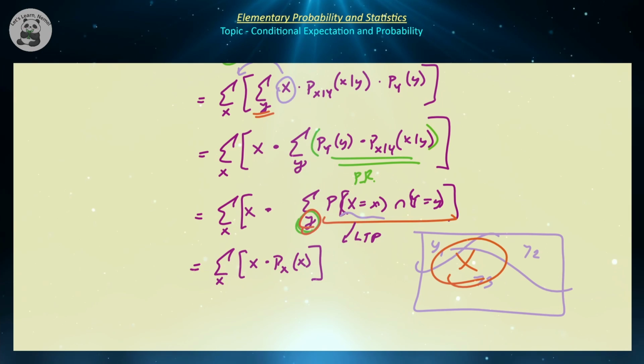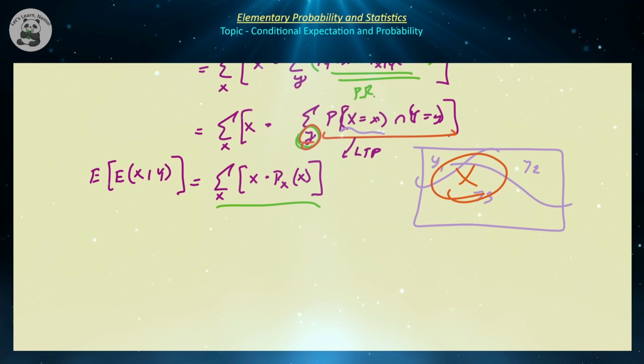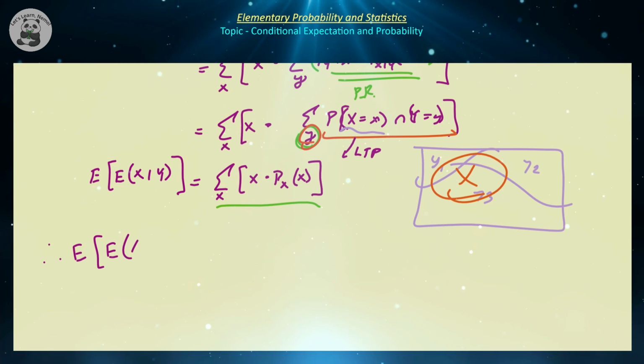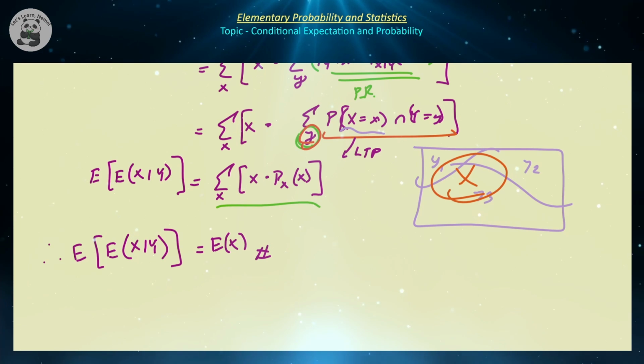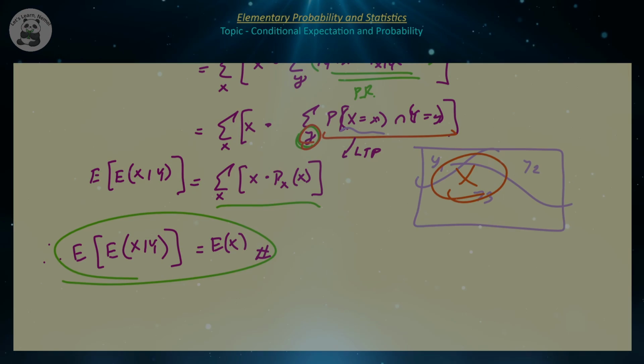And keep in mind, this was the expected value of x given y. But what exactly is that expression? Well, that's just the definition of the expected value of x. So therefore, the expected value of the expected value of x given y is precisely equal to the expected value of x. Right? And that's the law of total expectation, a very, very useful property, and the proof associated with it.